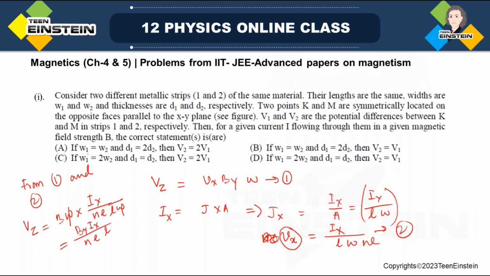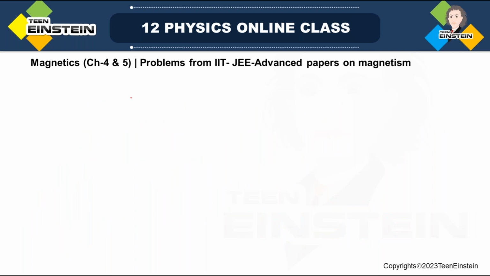Consider two different metallic strips, 1 and 2, of the same material. Okay, so we were all the way correct. Fine. So we had seen, let me just write one point here.